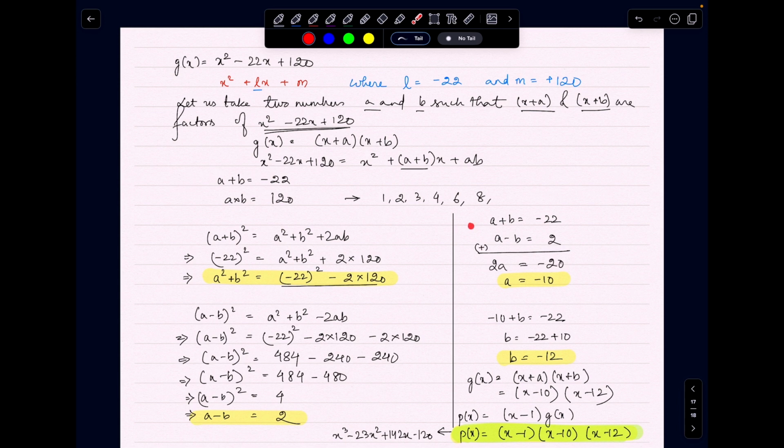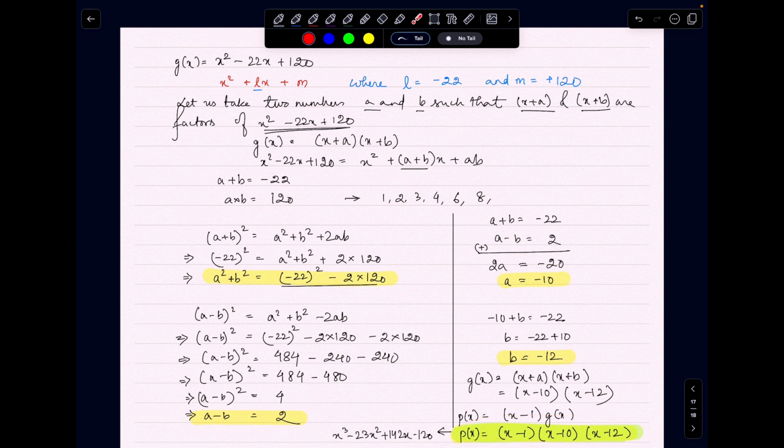If you got the values of a and b, we have already written that g of x equals x plus a into x plus b. Okay, we have written g of x equals x plus a and x plus b. Substitute the a value and b value. We are getting the factor form of g x, and we know p of x equals what? x minus 1 into g x. So you write all the factor form. This x minus 1 into g x factor form you write, getting the factor form of what? p x. This is how you factorize a cubic polynomial.